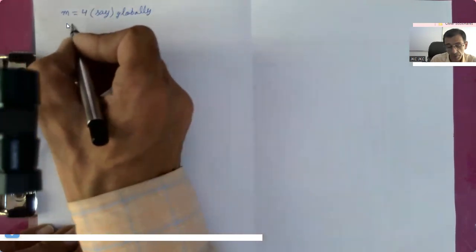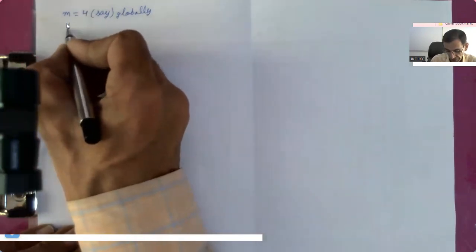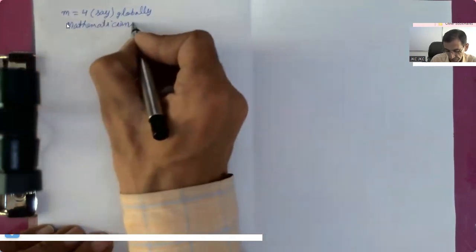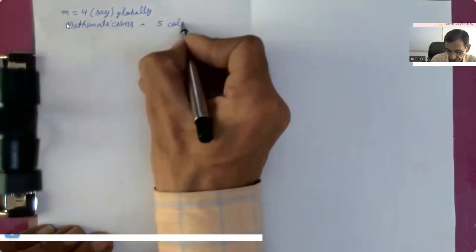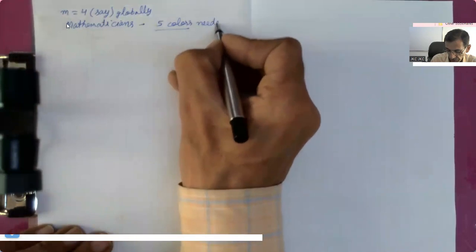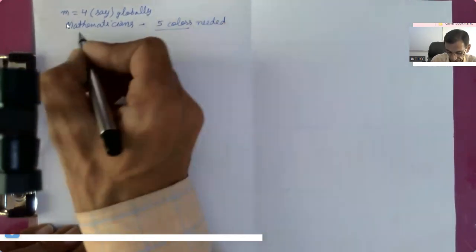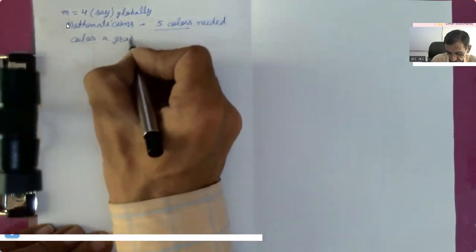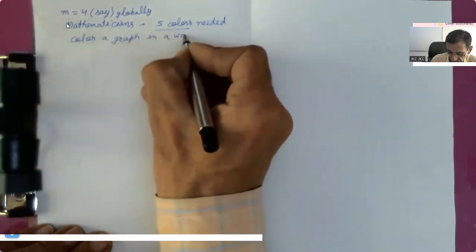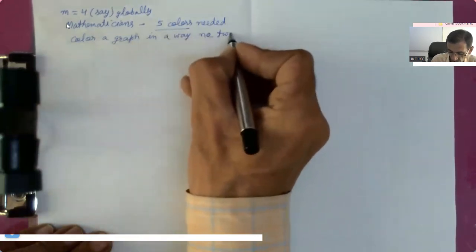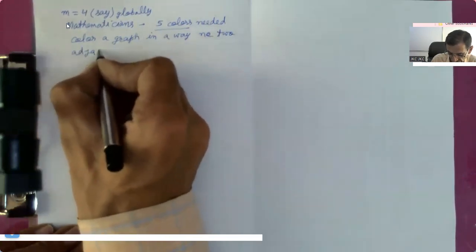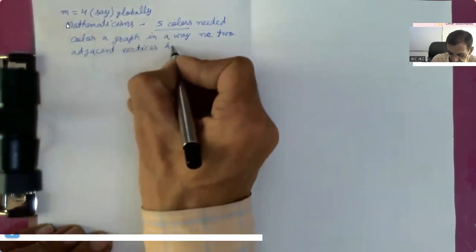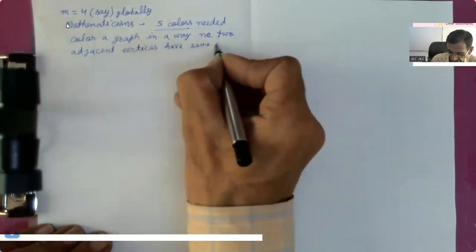Earlier mathematicians said that a minimum of 5 colors are needed to solve such a coloring problem. And the target was to color a graph in a way that no two adjacent nodes or adjacent vertices have the same color. So that is the target.